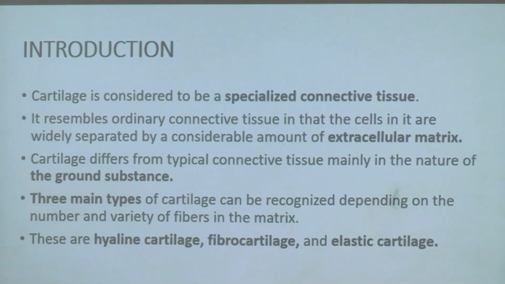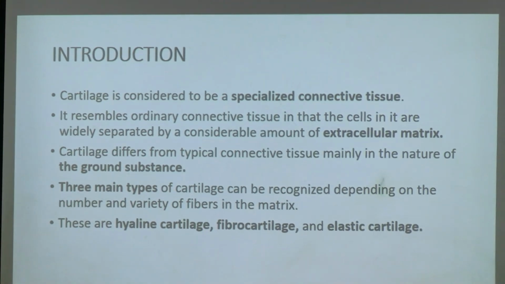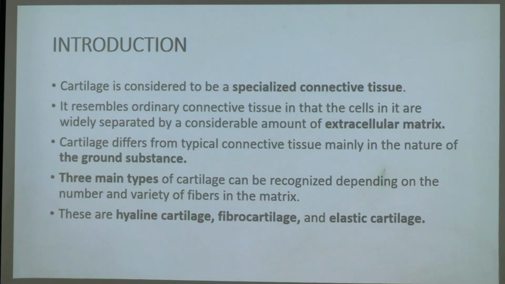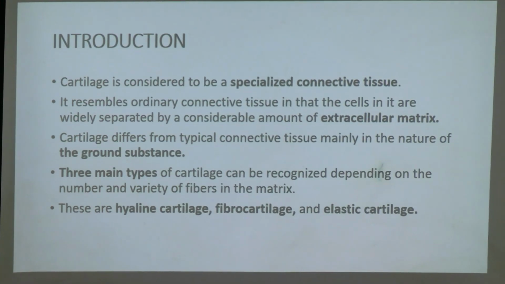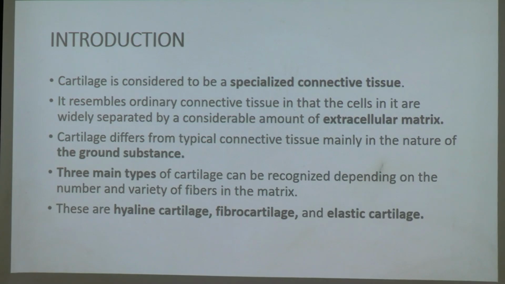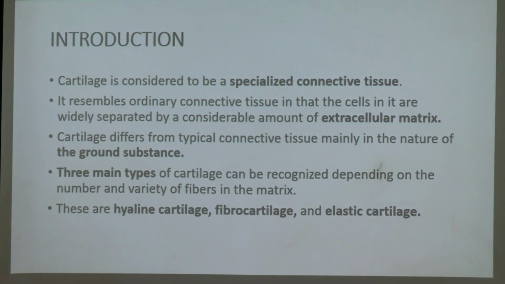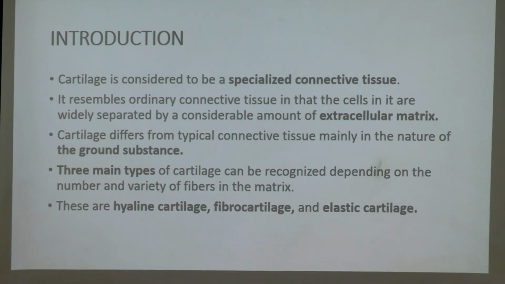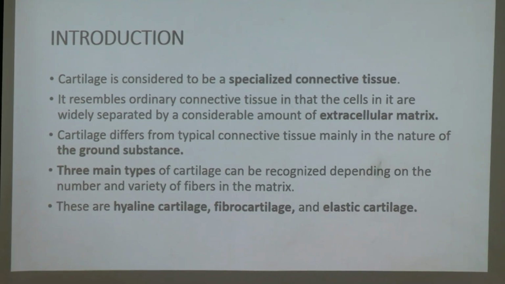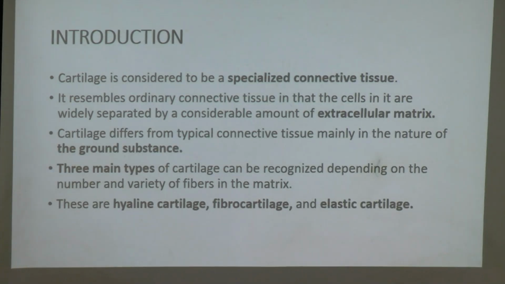Just read the slide. Cartilage is considered to be a specialized connective tissue. It resembles ordinary connective tissue in that the cells are widely separated by a considerable amount of extracellular matrix. Cartilage differs from typical connective tissue mainly in the nature of the ground substance. Three main types of cartilage can be recognized depending on the number and variety of fibers. I have difficulty seeing the writing, it's very small. From next class, I'll write.